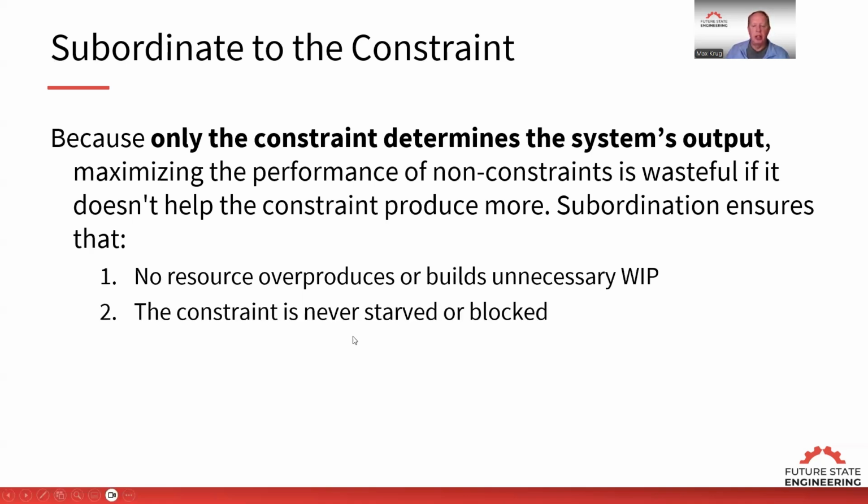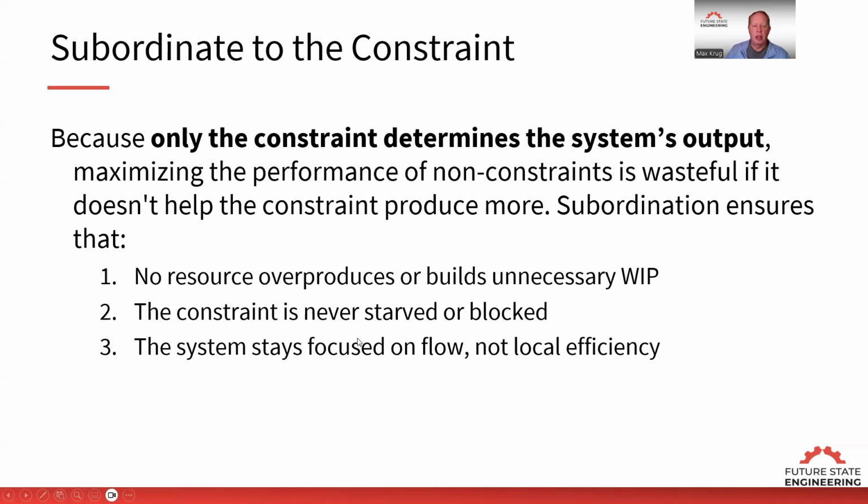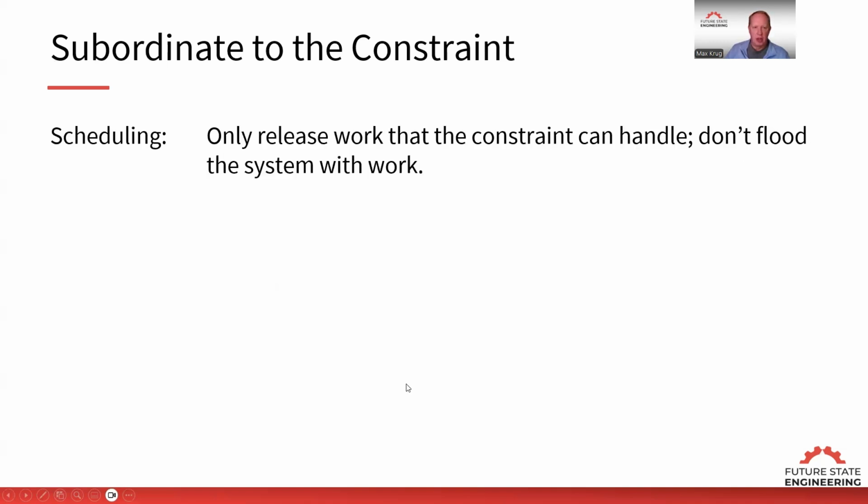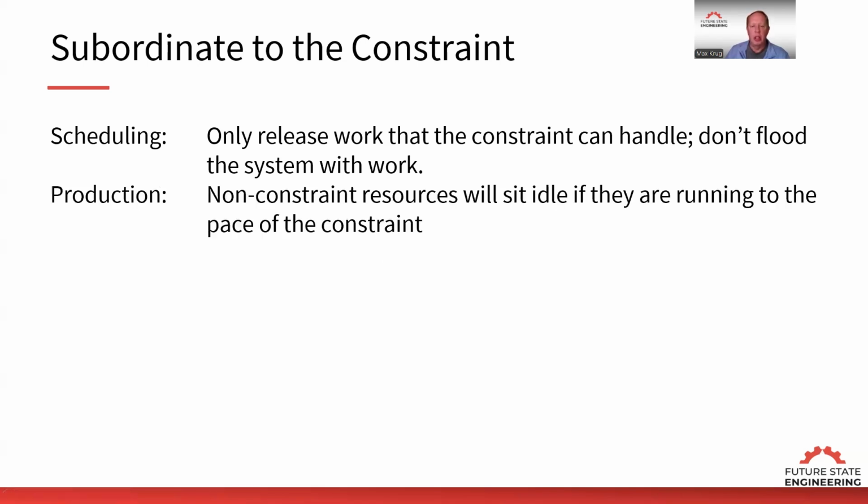Second, make sure the constraint is never starved or blocked. Third, the system stays focused on flow, not local efficiency. So these are hard paradigm shifts and mind shifts for the company. So subordinate to this constraint, let's look at supporting functions. For scheduling, for example, what's their new mode of behavior? Only release work at the constraint that it can handle. Don't flood the system with work. Production: non-constraint resources will sit idle if they're running to the pace of the constraint.